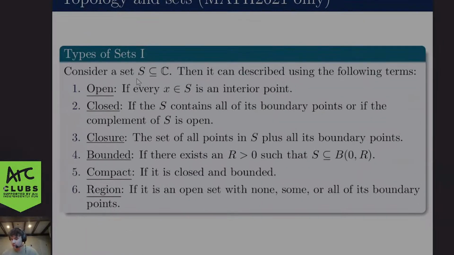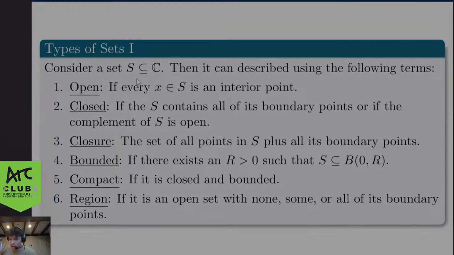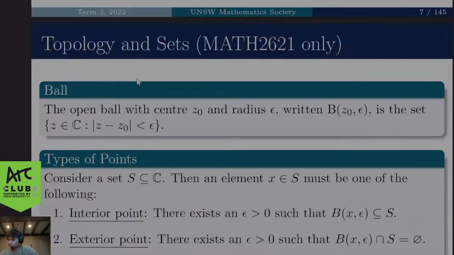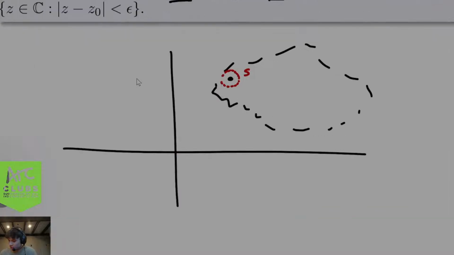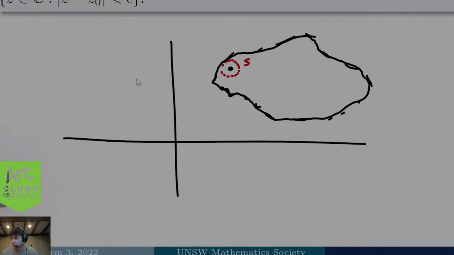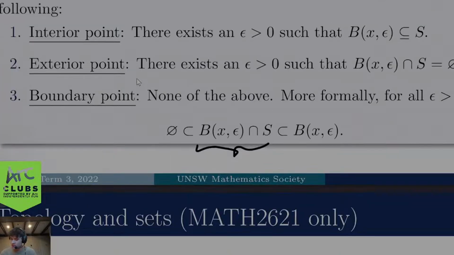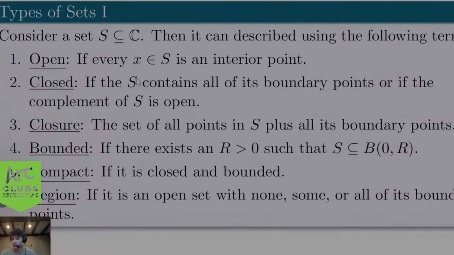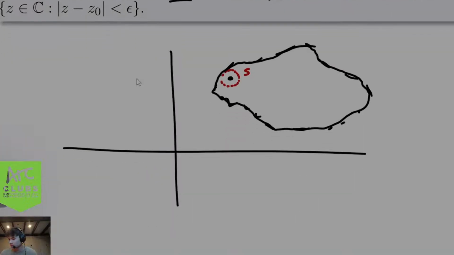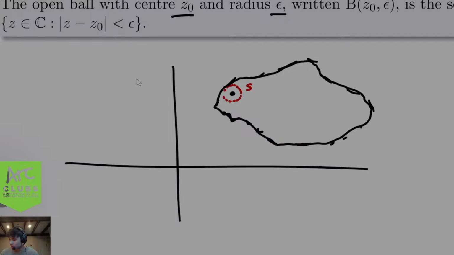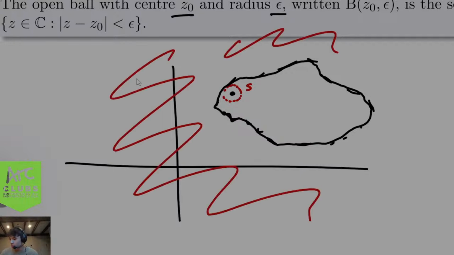Okay, our second type of set is a closed set. So a closed set contains all of its boundary points, okay? So for example, this set here, but with a closed boundary. So what that means is that the set includes all of its boundary points, and that makes it closed. An alternative definition is that a closed set has an open complement, okay? So if you think about the complement of this set that I've just drawn, it will be everything outside the set, okay? But not including the boundary.